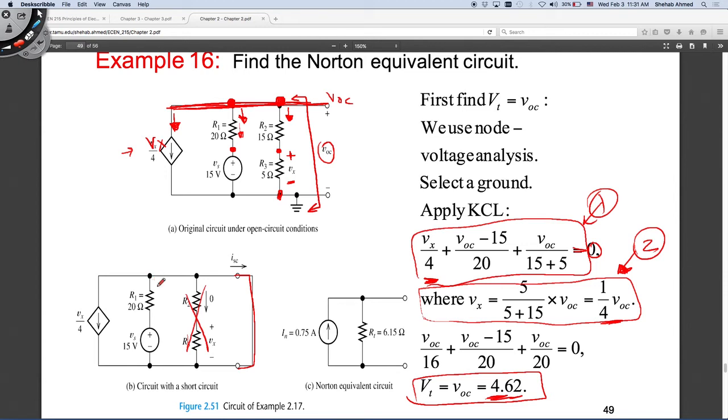Any hints? Remember, this is Vx, okay? I can do Kirchhoff current law at a node, for example. Let's try to do Kirchhoff current law at this node. I want to look at what's the contribution of this branch. Fine, this branch's current is coming out. What's the value of the current coming out here? It's Vx over 4. What is Vx?